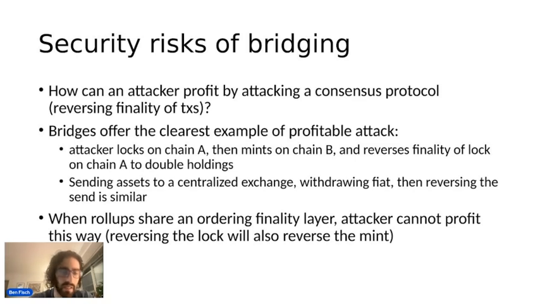An attacker can lock an asset on chain A and then mint on chain B, reverse the finality of the lock on chain A, and now it has doubled its holdings. The common example of sending an asset to a centralized exchange, withdrawing fiat, and then reversing the send is actually an example of a bridge. It's a bridge between a blockchain and an external system, which is part of the centralized world, but it's still an external system, right? Sending money to Amazon to purchase a good and then reversing the transaction on the blockchain is another example of taking advantage of a bridge, because it's a bridge between Amazon's system and the blockchain.